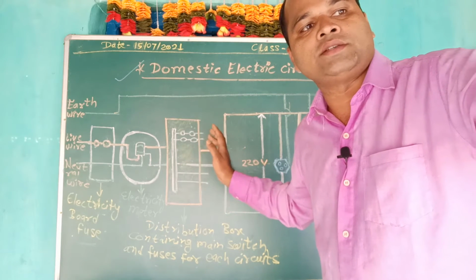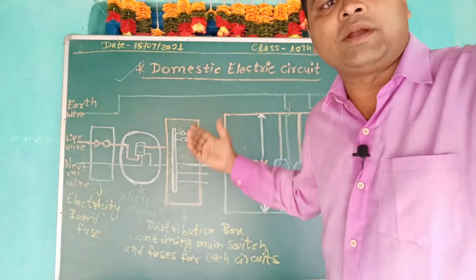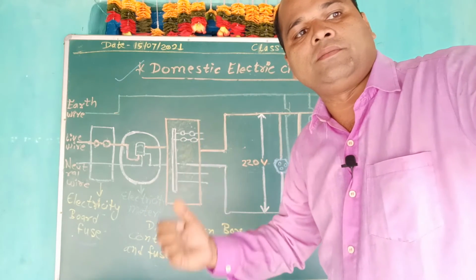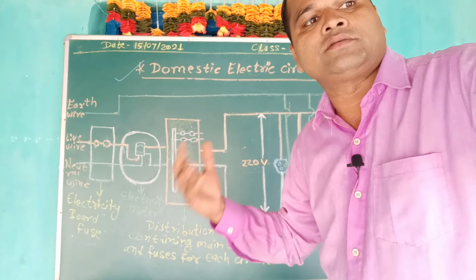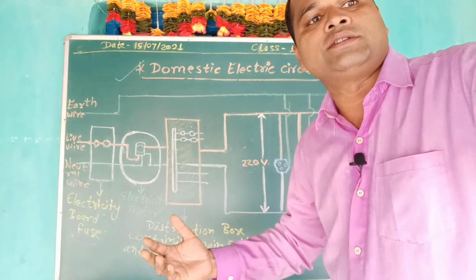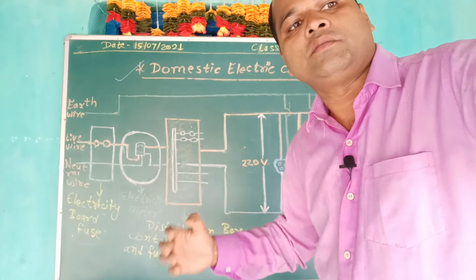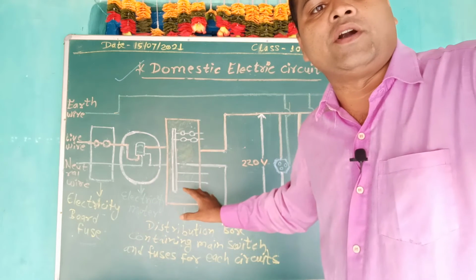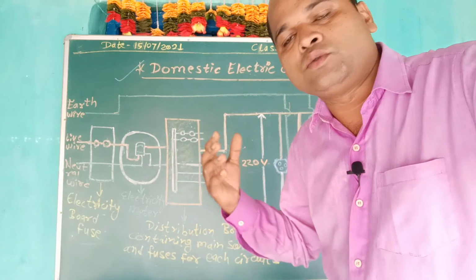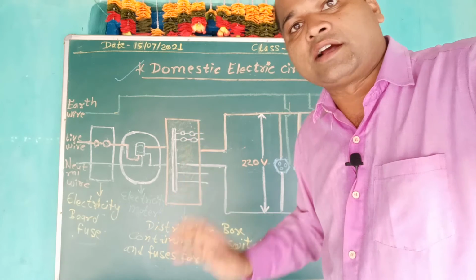Thus it ensures that any leakage of current to the metallic body of the appliance keeps its potential to that of the earth, and the user may not get a severe electric shock.